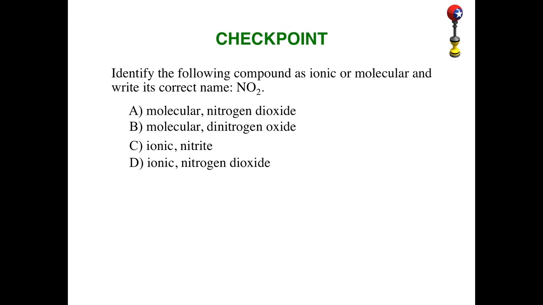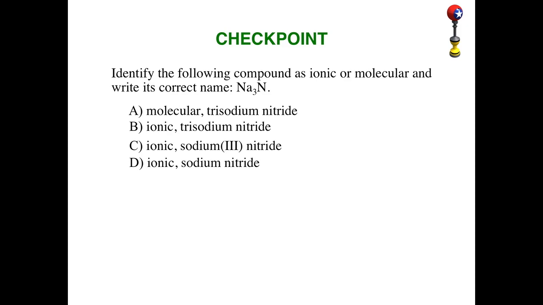All right, here's your checkpoint. Identify the following compound as ionic or molecular and write its correct name. This is NO2. You notice that the two atoms are nonmetals, so it's going to be molecular. So you have to follow nomenclature for molecular compounds. And by the way, nomenclature is just another word for a system of naming things. So you got 1 nitrogen and 2 oxygen, so that's going to be nitrogen dioxide. Yay! That's right.